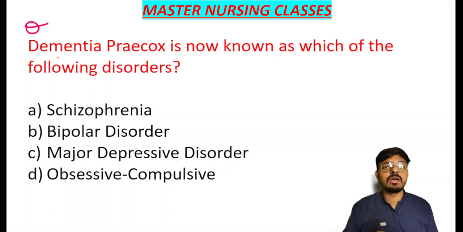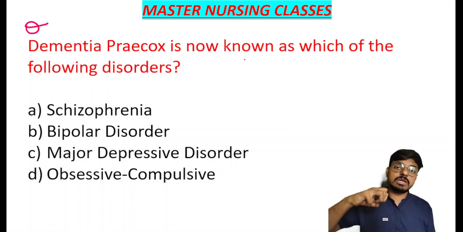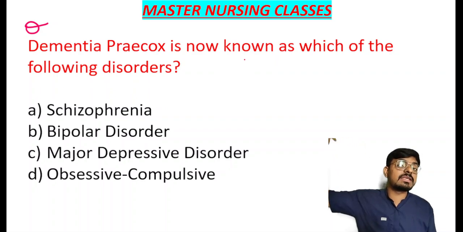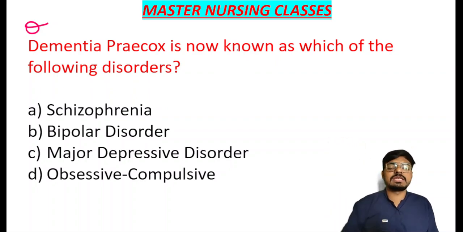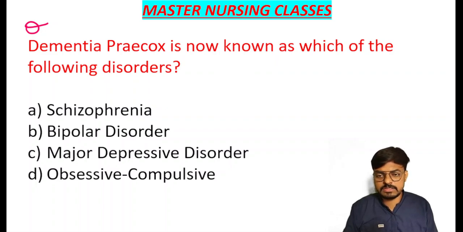The question is very simple. Dementia praecox is now known as which of the following disorders? There was a disease called dementia praecox in a very previous era. Now we call this one by which of the following disorders? The dementia praecox is converted into which of the following disorders?